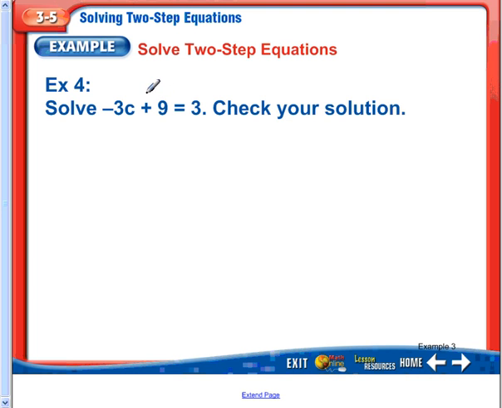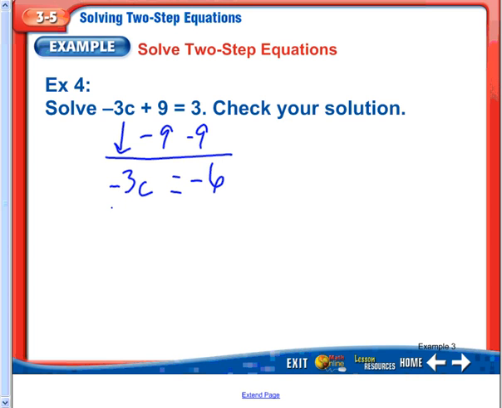Example number 4. Again, I need to start with step 2. Since I don't have anything to simplify on either side of the equation, I can start with step 2, which is get rid of any addition or subtraction to the side of the variable. Since I'm adding a positive 9, the inverse operation is to subtract 9 on both sides of the equation. I'll be able to bring negative 3c down. And if I have 3 but I owe 9, that means I'm going to owe 6.